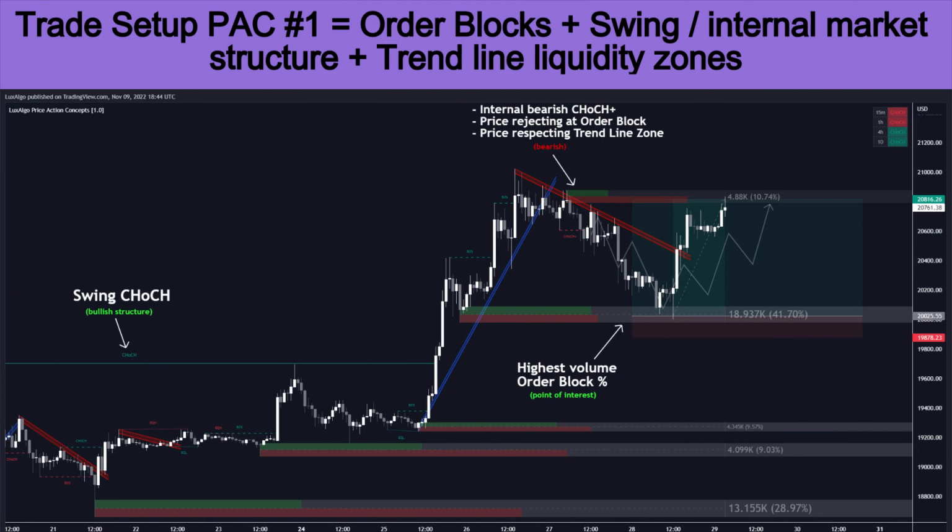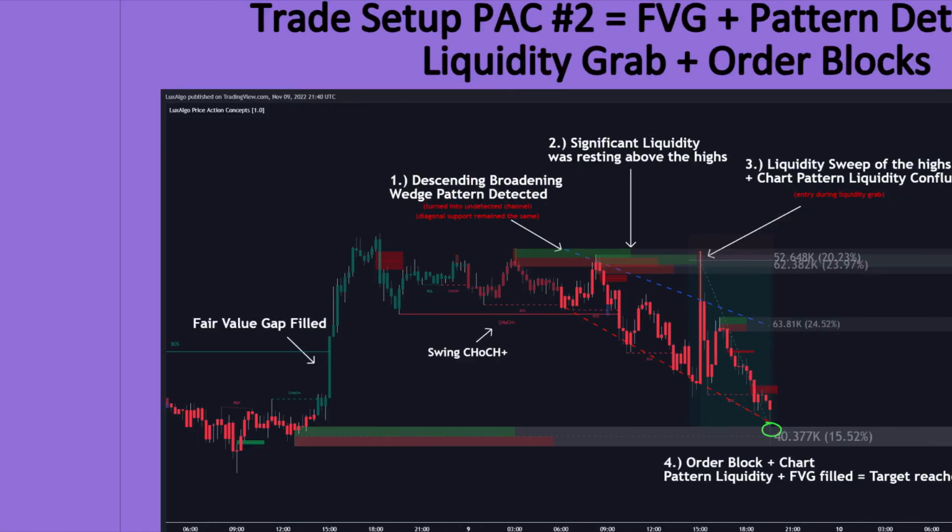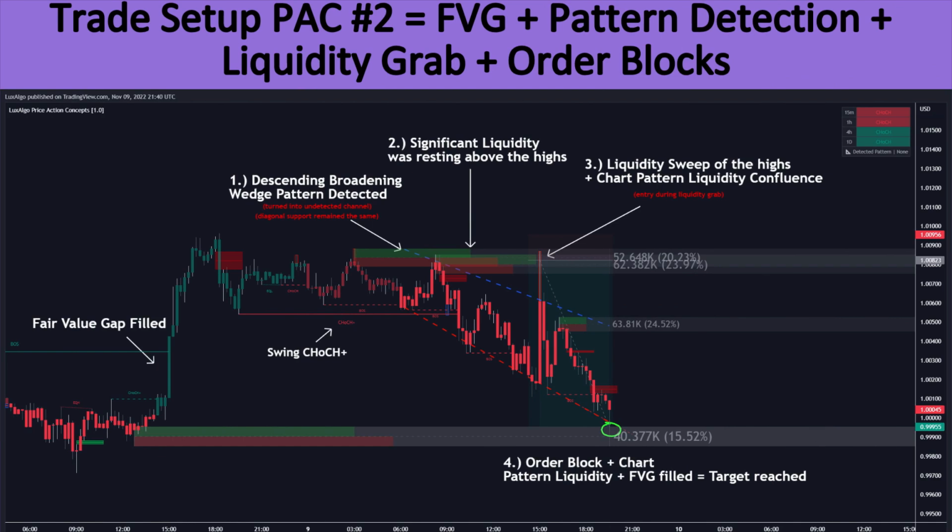Here's our first PAC trade setup. We combine order blocks with swing and internal market structure, then add trendline liquidity zones to anticipate strong impulses and breakouts. This approach captures high probability reversals and continuations. In our second PAC setup, we combine fair value gaps, pattern detection, liquidity grabs, and order blocks. This multi-layered approach lets us find precise entry zones where liquidity and institutional levels align.